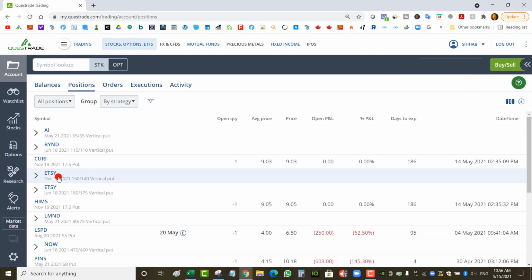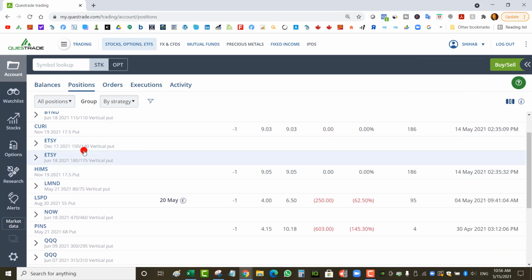All right. Next, I've got two Etsy put spreads. I don't know how that happened, but I had a put spread on Etsy for earnings. I opened the trade maybe a few days before earnings, and between the day that I opened the trade and the earnings announcement, the stock kept dropping till it reached my short strike. So I actually rolled it before the earnings announcement.